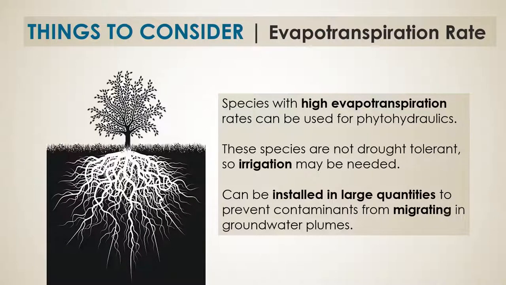Again, the species with high evapotranspiration rates typically aren't going to be drought tolerant, so irrigation may be needed. But we can install these in large enough quantities to prevent contaminated groundwater from migrating.